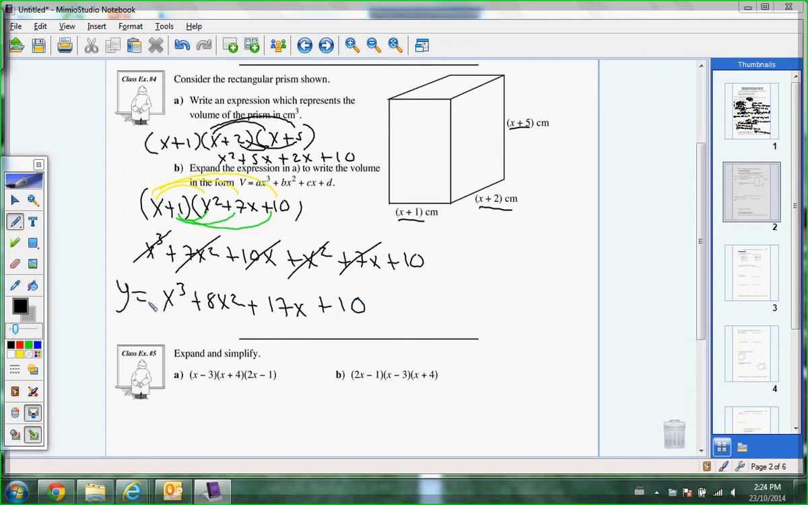Okay. I guess we're going to do the y equals because we're doing expressions. It's just a habit, sorry. Any questions so far on any of that? Got anything, Jad? You all right? Okay.